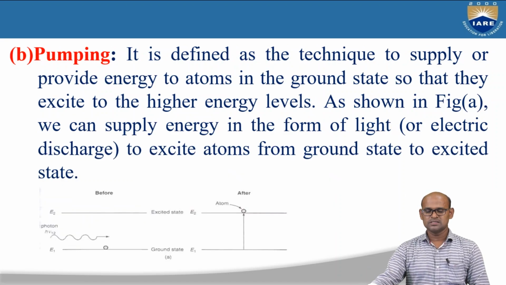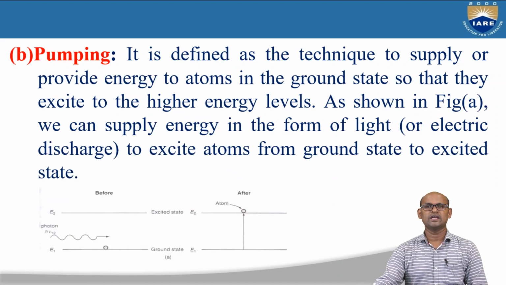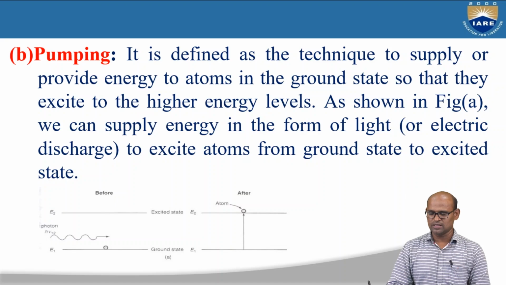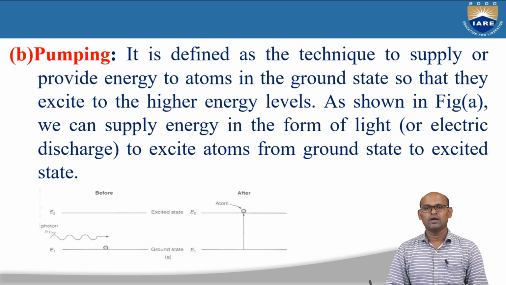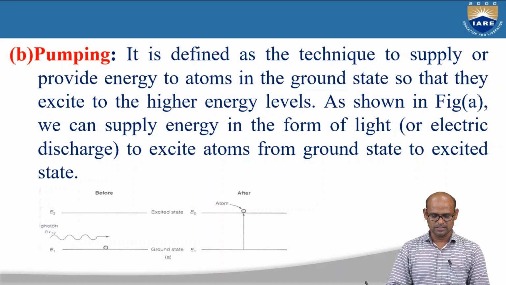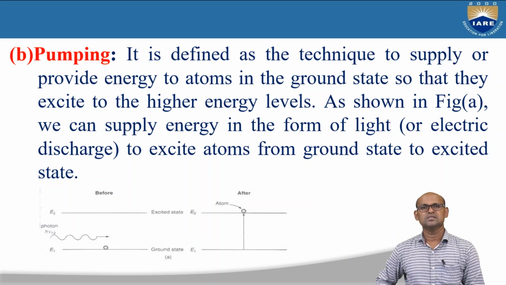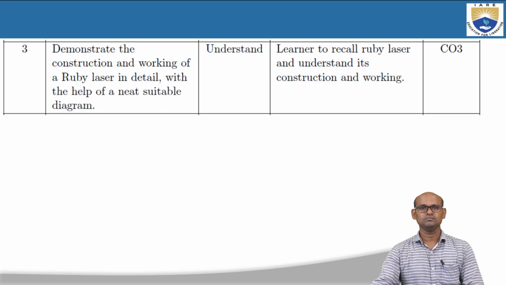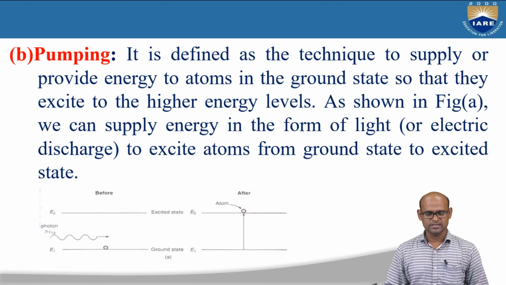Atom in the ground state absorbs the photon completely and is excited to the higher energy level. Pumping is defined as a technique to supply or provide energy to the atoms in the ground state so that they are excited to the higher energy levels. As shown in figure A, we can supply energy in the form of light or in the form of an electric field to excite atoms from the ground state to the excited state, as we discussed. So pumping is the process or technique in which we supply energy to the atoms in the ground state so that they get excited to the higher energy level. So you can draw the diagram and explain it neatly.